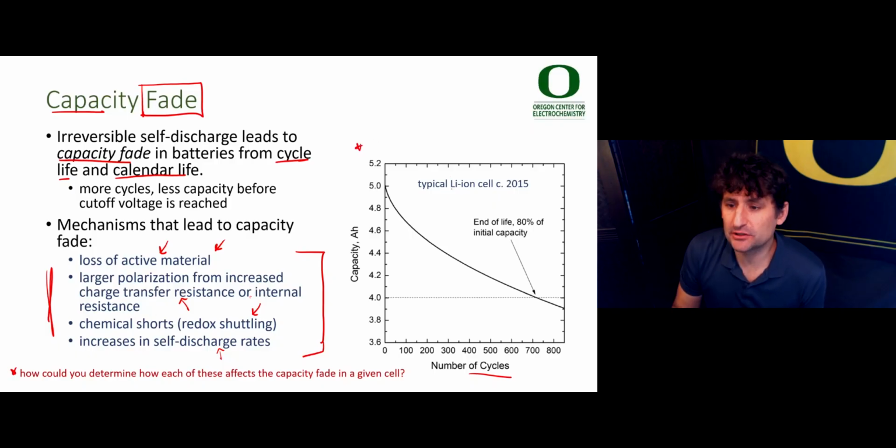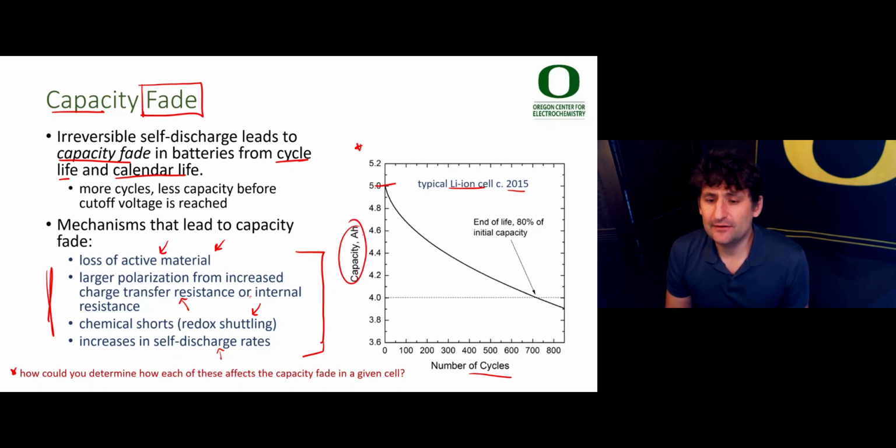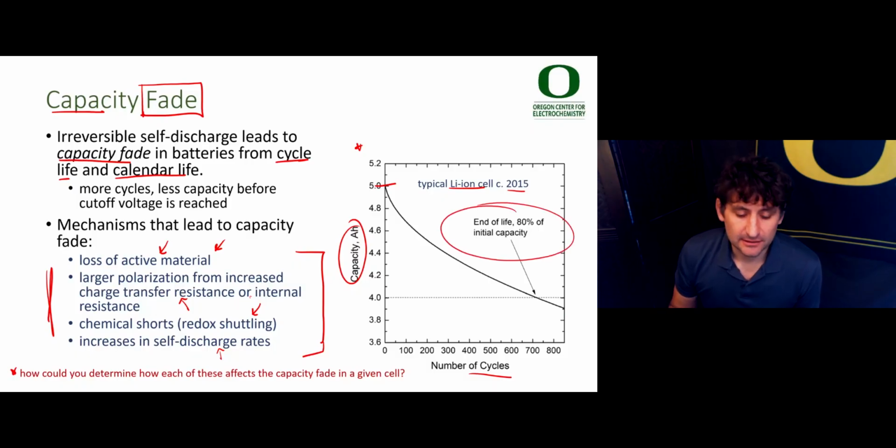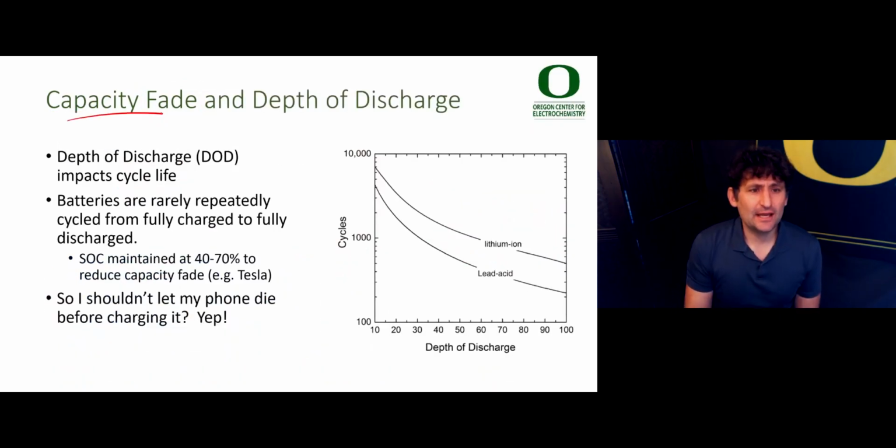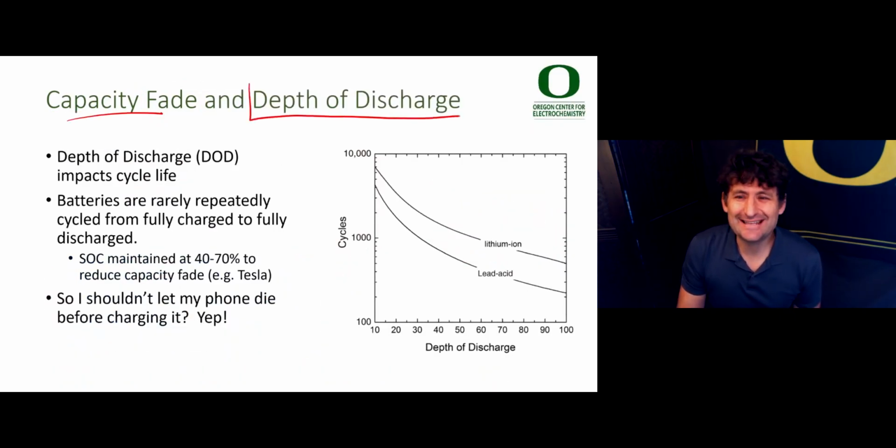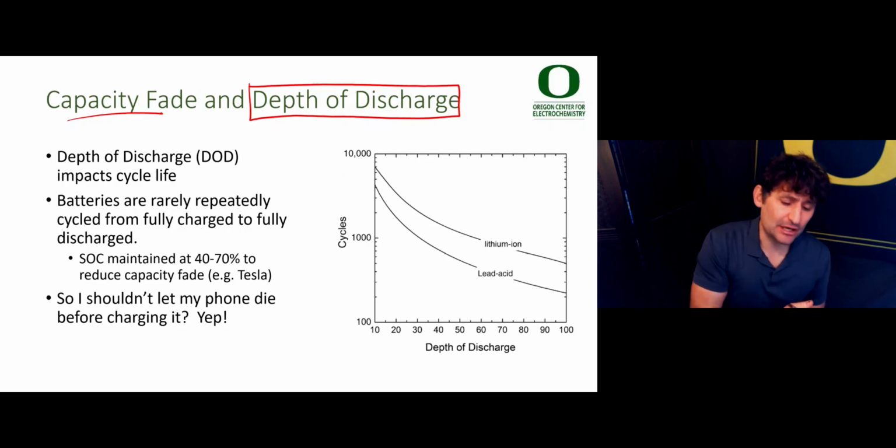Here's some data for a typical lithium-ion cell circa 2015. You can see as a function of the number of cycles, the capacity degrades from about 5 amp hours over about 800 cycles to less than 4 amp hours. And typically, the cycle life is where the battery has about 80% of its initial capacity. That depends a lot on the application. Capacity fade also depends significantly on the depth of discharge. What does depth of discharge mean? That's how much of the energy you take out of the battery.